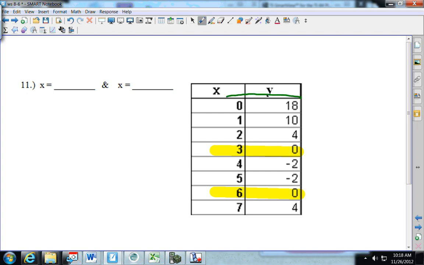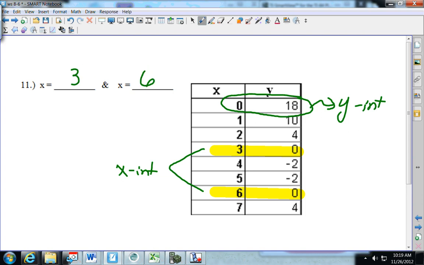What is this right here? It's not a solution, but what is it? It's a y-intercept. Okay? Your solutions, we're looking for x-intercepts. So I have x is 3 and x is 6. That's all you have to do on those.